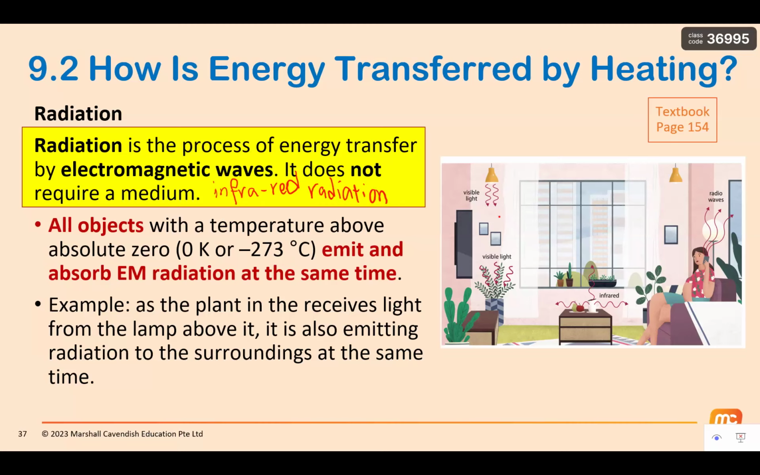Okay, we'll learn about infrared radiation more in depth when we are on the topic of EM waves. But for now, you just need to know that radiation is the process of energy transferred by electromagnetic waves called infrared radiation. There is no medium required. All objects which have a temperature above 0 Kelvin, which is -273 °C, which is the majority of items, or I could say all of the items, would be absorbing and emitting infrared radiation all the time.